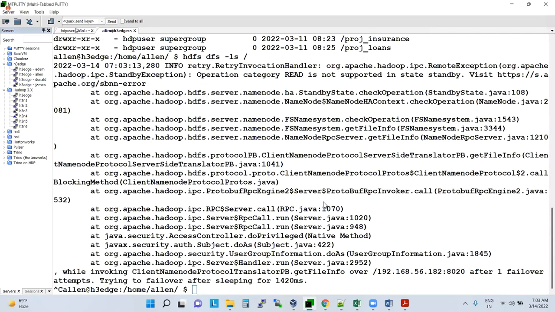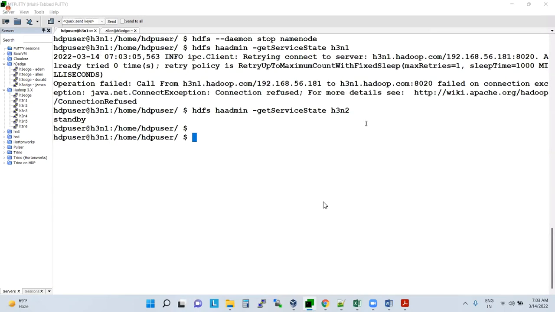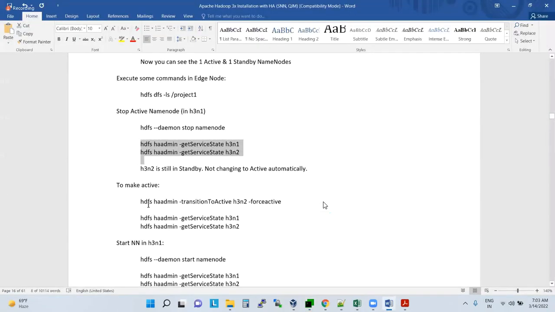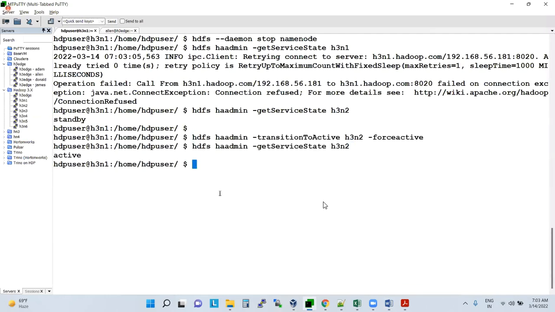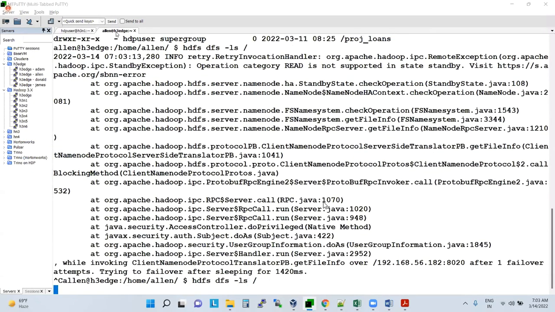Understand? Immediately whenever a name node is down, either the Hadoop admin will be continuously checking the name node status, or whenever developers are facing an issue, they will contact the Hadoop admin, and the Hadoop admin will immediately change the status to active. He is changing the second name node status to active. Now the developers will be able to run their commands.